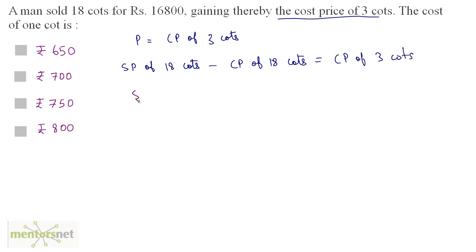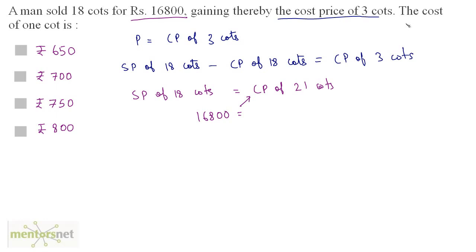So we have the selling price of 18 cots is equal to the cost price of 3 cots plus the cost price of 18 cots. We get it as equal to the cost price of 18 plus 3, which is 21 cots. So the cost price of 21 cots is equal to the selling price of 18 cots, and the selling price of 18 cots is given to us, which is 16,800. So 16,800 is the cost price of 21 cots.